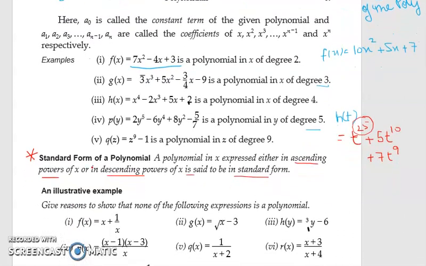Now if you see here, give reasons to show that none of the following expressions is a polynomial. It is already mentioned, but you should know why it is not a polynomial. See here, f(x) is equal to x plus 1 upon x. So 1 upon x, I told you it can be written as x raised to the power minus 1. In the previous question when I was explaining 1 upon 5, 1 upon 5 means what, students? 5 raised to the power minus 1. Same thing here, 1 upon x can be written as x raised to the power minus 1. So this f(x) is equal to x plus x raised to the power minus 1.